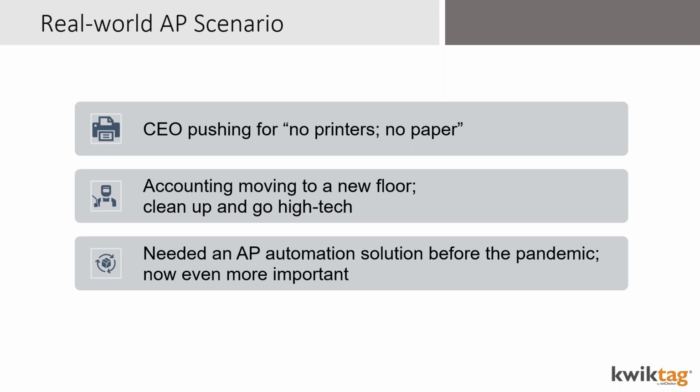So when that happened, the CEO said, okay, we're not going to have any more printers. We're not going to have any more paper. And right before the pandemic, they were actually moving to a new floor in the building where it was going to be all newly designed and high tech, and there weren't even going to be any printers on the floor. And so that was a natural driver.